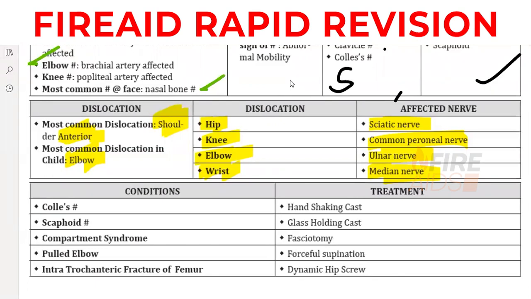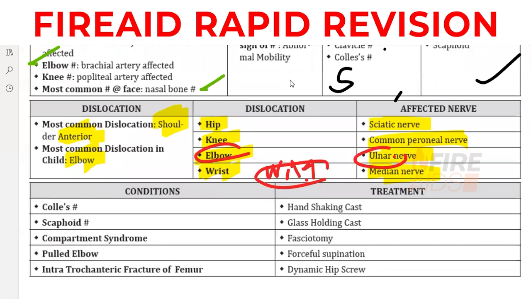First, I want you to remember W for wrist and M for median, just in a reverse way. Wrist is median. If you remember wrist median, you would easily remember elbow is going to be ulnar. If wrist is median, elbow is going to be ulnar. So hip is sciatic, knee is common peroneal nerve.